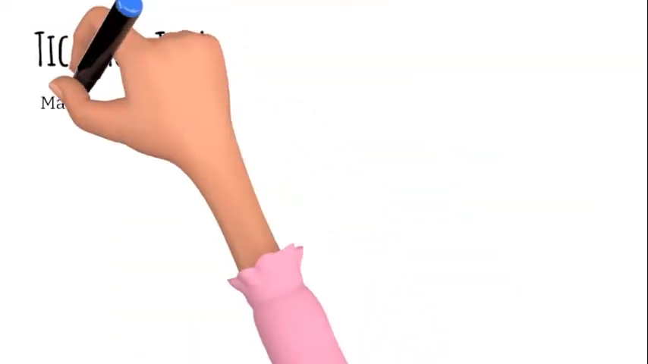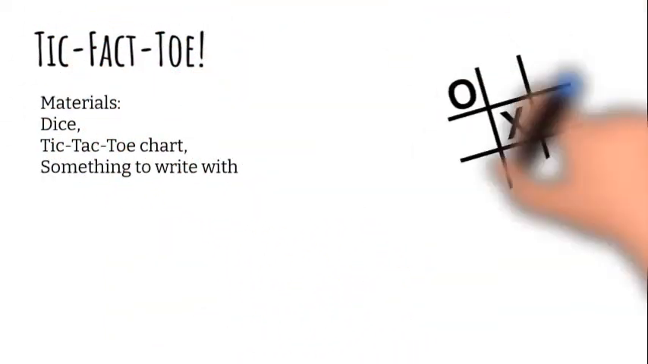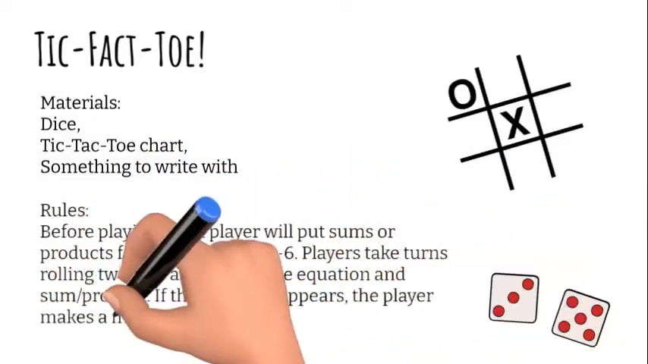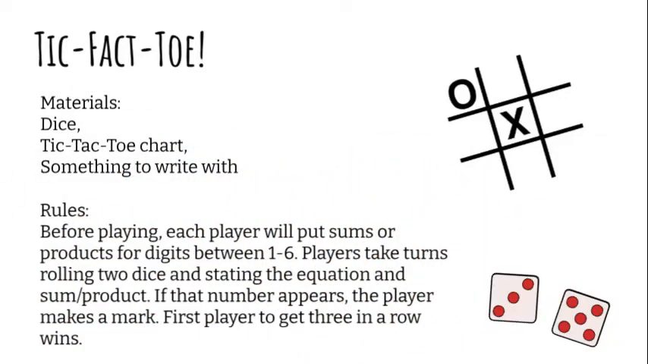The next game is one of my favorites, and it's called Tic-Tac-Toe. With this game, you will need dice, a tic-tac-toe chart, and something to write with. This game is played in pairs just like tic-tac-toe, and each player decides if they will be X's or O's. Before playing, each player will take turns writing sums or products that they can get with 2 dice into each section of the tic-tac-toe chart.